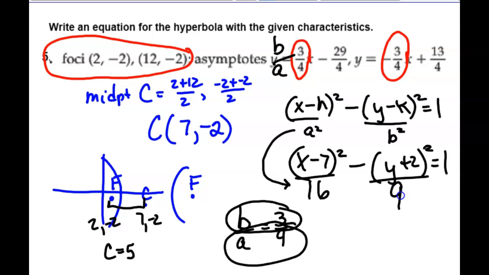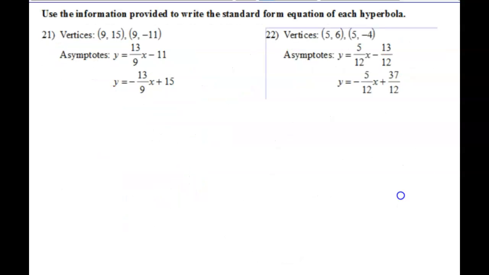Wasn't too bad, right? All right, I have a couple more practice. Do you have these or not? Okay, these are just extra practice. I have given vertices. Oh, we're even better shape.